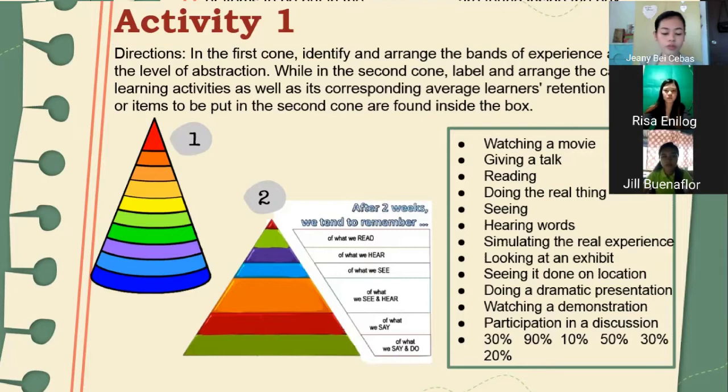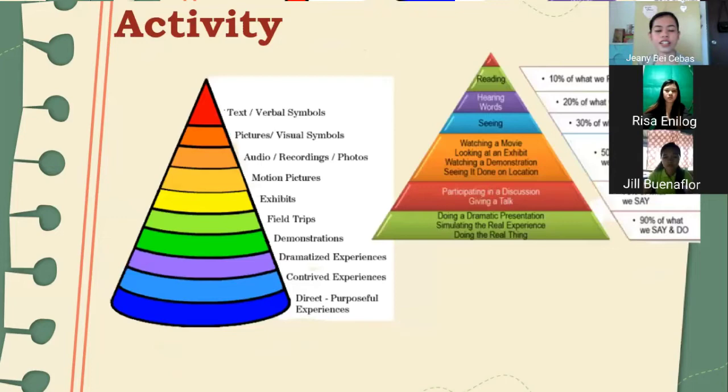So let us check if your answers are correct. So these are the different bands, the first cone, which I told you to label and arrange. And then on the other side, these are the learning activities and also the corresponding percentage of the learners' retention rate. So you can get 10% of what we read, 20% of what we hear, and 30% of what we see, and then 50% of what we see and hear, and then 70% of what we say, and 90% of what we say and do.